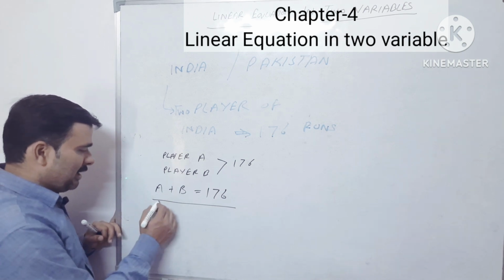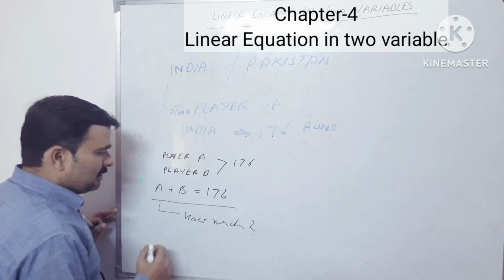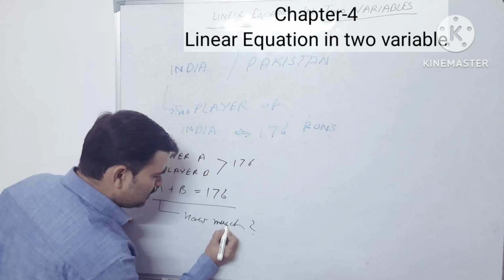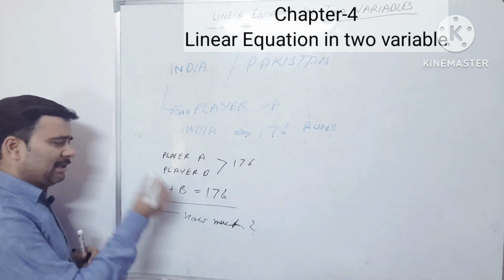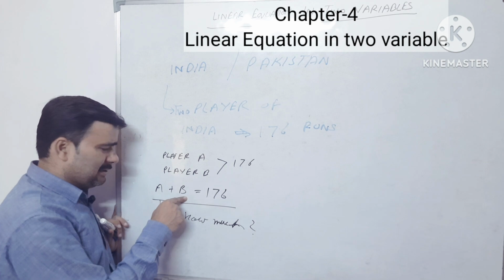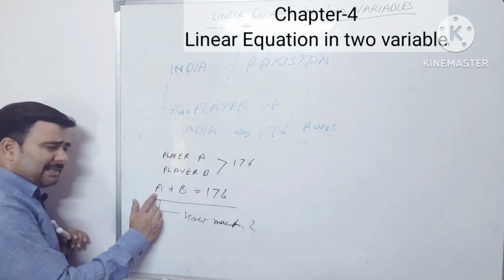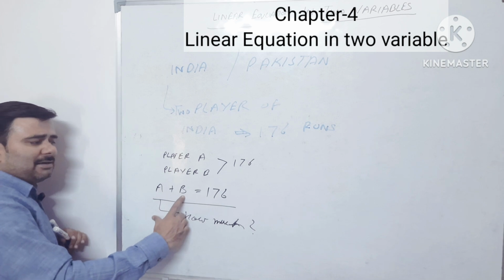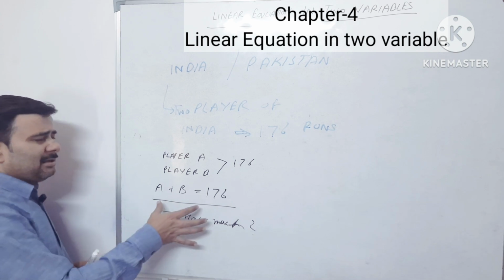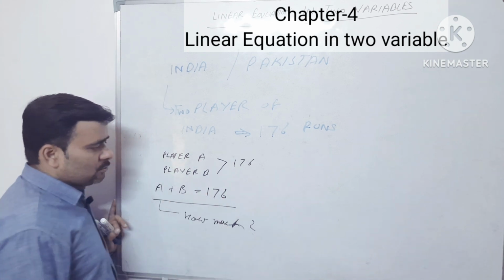In this equation we have not specified how many runs were completed by player A and how many by player B. It could be anything. Suppose 100 runs taken by player A and 76 runs taken by B, or it may be 76 runs taken by player A and 100 runs taken by B. So with the help of this, we are representing this whole example in an equation, that is A plus B is equal to 176.